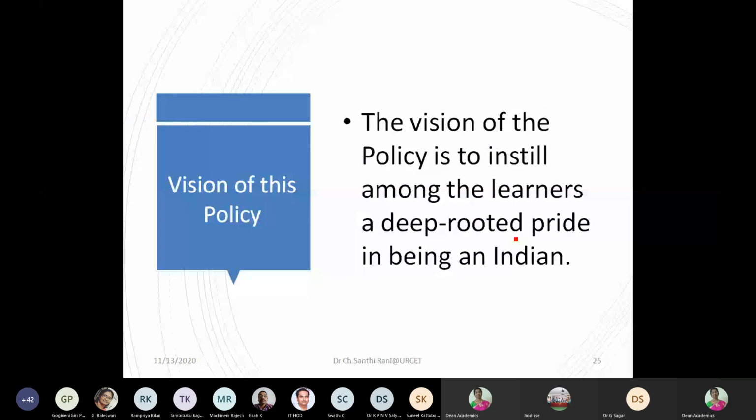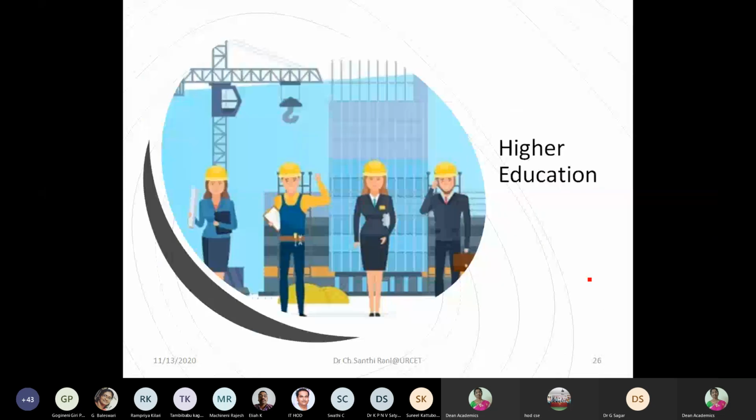So with that much information about the main principles of NEP, let us see the main vision of this policy. The main vision of this policy is to instill among the learners a deep-rooted pride in being an Indian. And we can say NEP 2020 has come into the picture to make the engineers who study in India acceptable globally. So we are going to produce globally accepted engineers or students. And with that brief, I don't know whether it is brief or prolonged, I think half an hour is over.